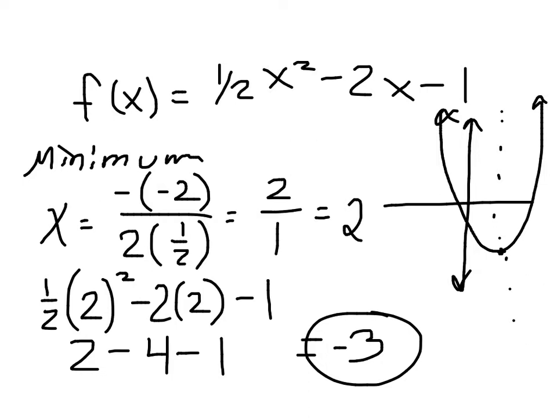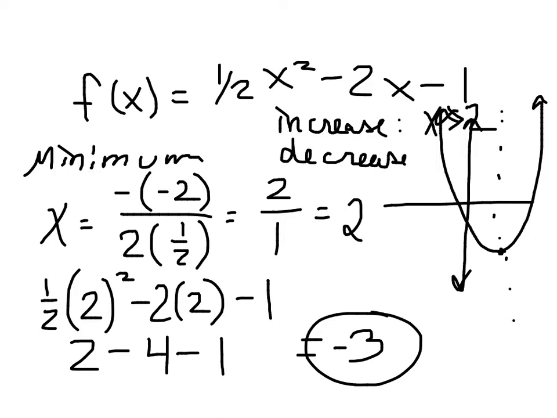So how do you show that? What is the x-coordinate where it turns? 2. That's the x-coordinate where it turns. So the increasing part versus the decreasing, it increases when x is greater than 2, and that's really bad because you guys can't see that.